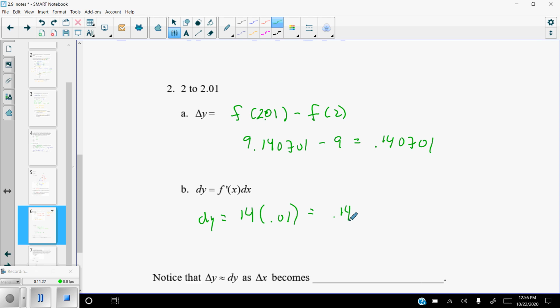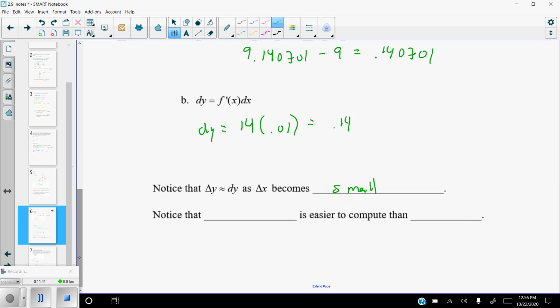So what you should notice is that delta y is going to be approximately dy as the delta x becomes small. So the smaller we make that difference in x's, the closer and closer the approximation to the delta y that dy will be. And one other thing you should be able to realize is that dy is actually easier to compute than delta y, because we could actually do the dy stuff without a calculator. The other ones, you needed a calculator to be able to plug some stuff in. Well, you didn't have to have one, but it sure does make it a lot easier. Okay.